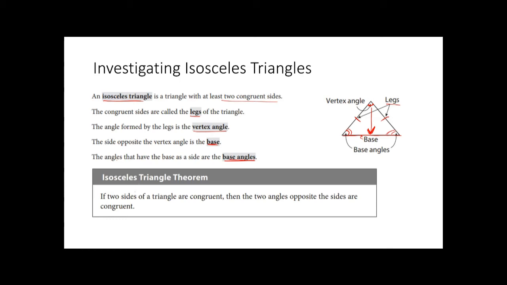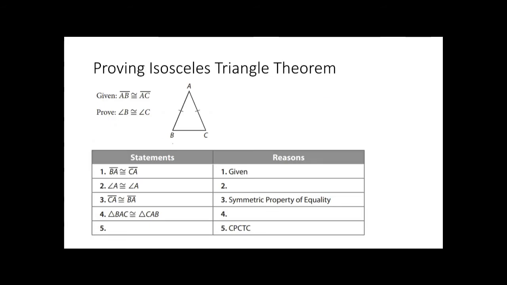All right, so the isosceles triangle theorem: if two sides of a triangle are congruent, then the two angles opposite those sides are congruent. We're going to look at the proof for it real quick. Basically, it's given to us that AB is congruent to AC. So this side is congruent to that side. And then we just have to prove that angle B is congruent to angle C. All right, that's what they're looking for.